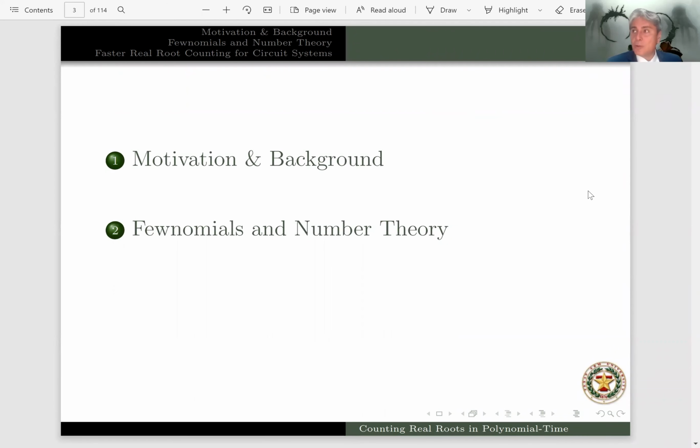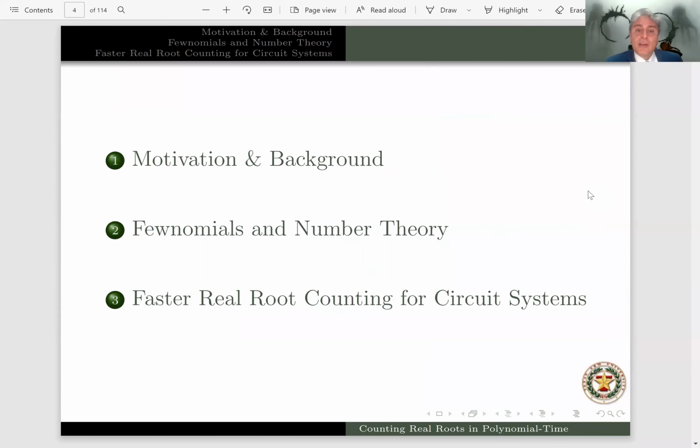I'll then start going into more background, a little bit of background on fewnomials, some earlier bounds, as well as some results from number theory that we're going to need. And finally, I'll give a precise statement of the main results and say a little bit more about future directions.